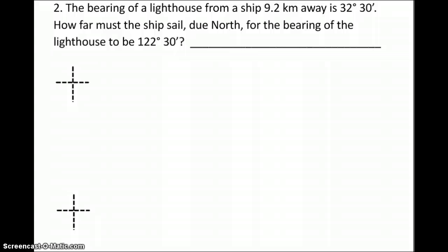Notice this is not directional bearing, which means we're going to be starting north and going clockwise. We need to figure out how far the ship must sail due north for the bearing of the lighthouse to be 122 degrees 30 minutes.